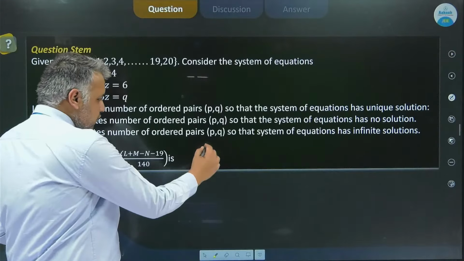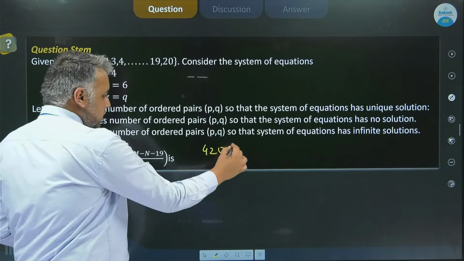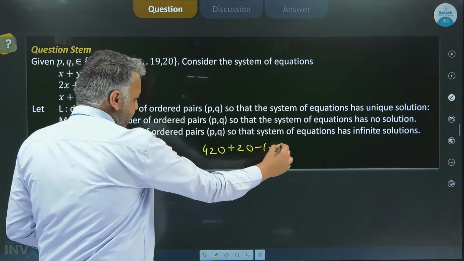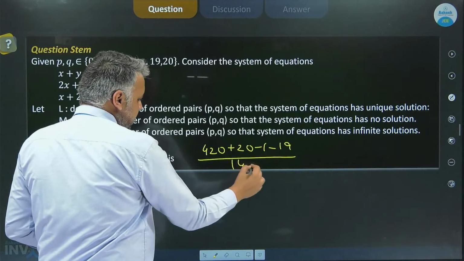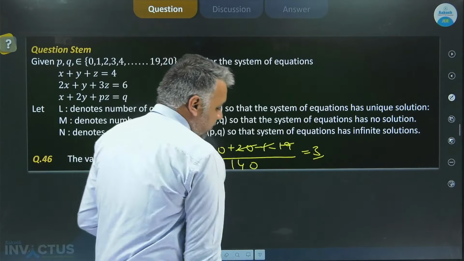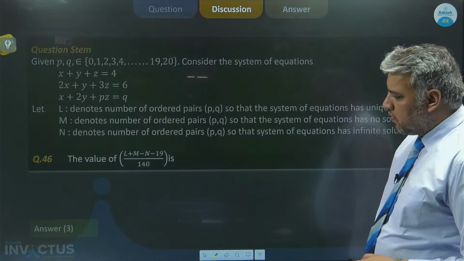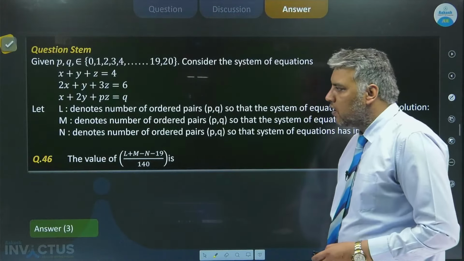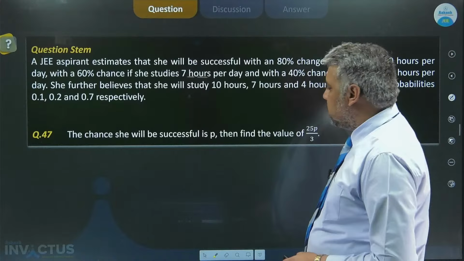So L was 420. M was 20, N was 1, minus 19 divided by 140. So again this is cancelled out, again the answer is 3. So for question number 46, again the answer must be 3. Yeah, 3 is the answer. Moving on to the question number 47.